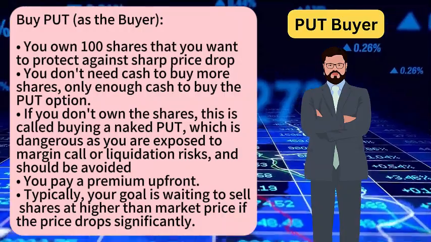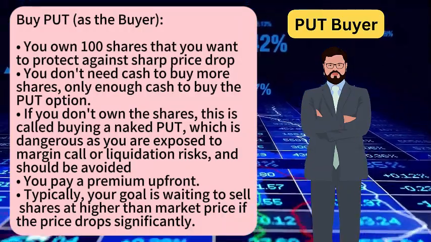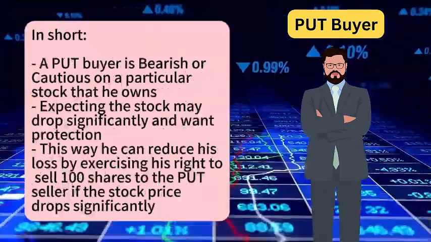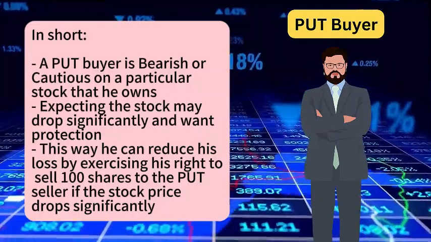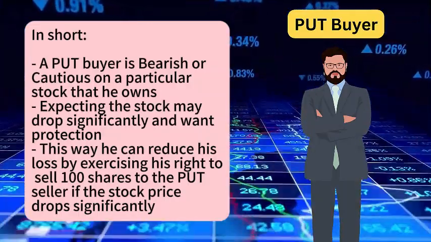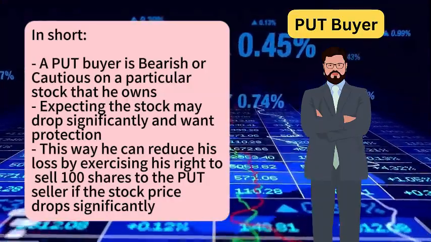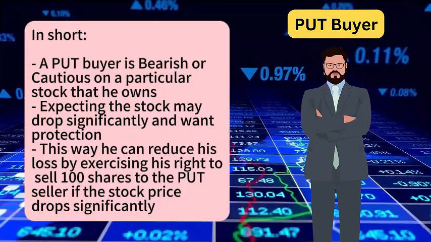You pay a premium upfront. Typically, your goal is waiting to sell shares at higher than market price if the price drops significantly. In short, a put buyer is bearish or cautious on a particular stock that he owns, expecting the stock price may drop significantly and wants protection. This way he can reduce his loss by exercising his right to sell 100 shares to the put seller if the stock price drops significantly.